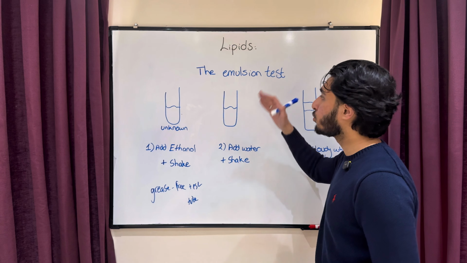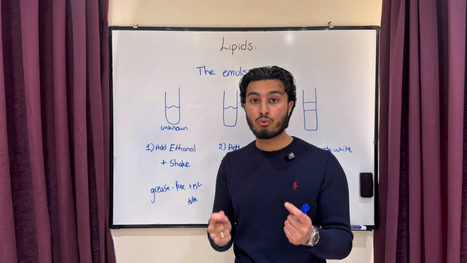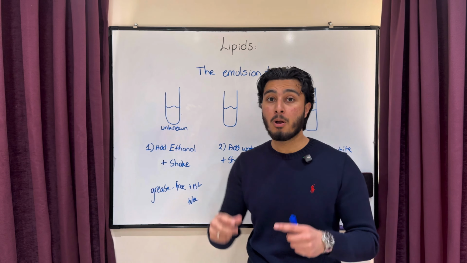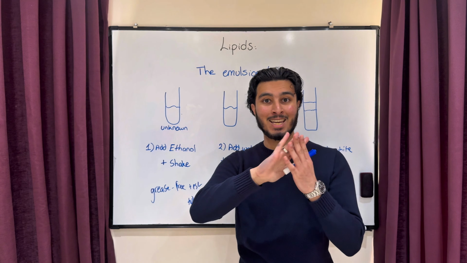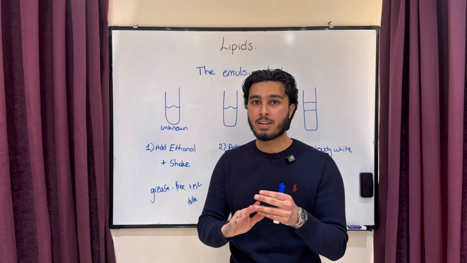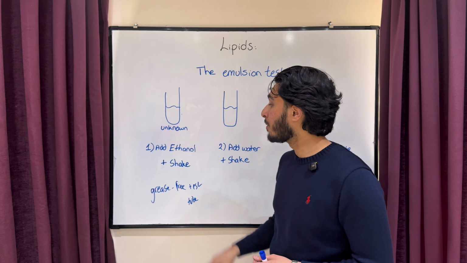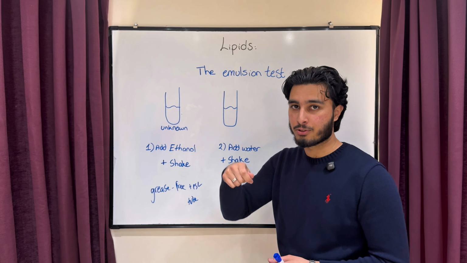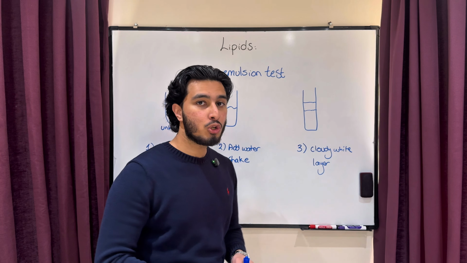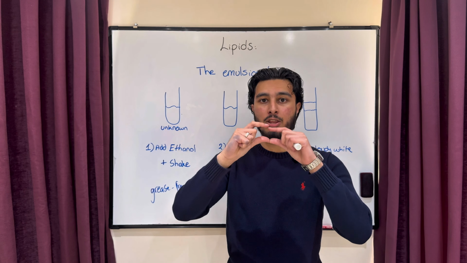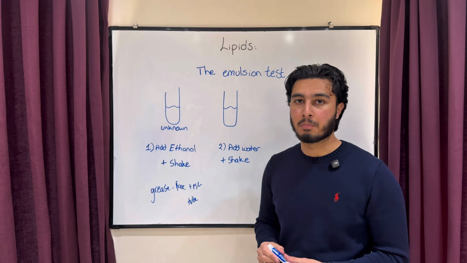Final thing is the emulsion test. How do we test for a lipid? Well, you must add your unknown in a grease-free test tube. Make sure that you don't get your fingers on the inside of the test tube, because our skin actually produces oils, and that could give us a false positive. So make sure you pour it in a grease-free test tube. And then you're going to add ethanol, shake it once. Then you're going to add water, shake it again. And the final thing is, you should see a cloudy white layer that forms, and that would give you a positive result. The unknown did have some lipids.